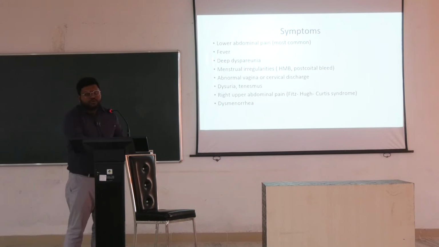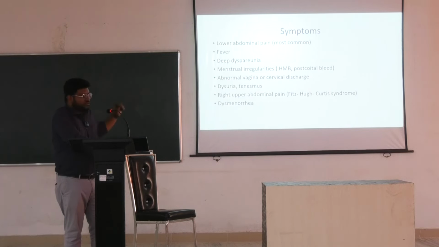Symptoms: commonly patient presents with lower abdominal pain. Since it's an infection, it can cause fever, tachycardia. The other one, deep dyspareunia. What is dyspareunia? Intercourse. Very good. Deep dyspareunia. It causes pain in the pouch of Douglas. Menstrual irregularities. It can cause intermenstrual bleeding, heavy menstrual bleeding, as well as postcoital bleeding.